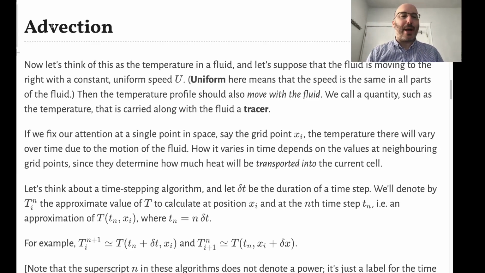So let's think about advection. What is that? We're thinking about a fluid. The fluid is moving along. And when the fluid moves, it will take with it anything that's dissolved, any contaminant, for example, that's dissolved in the fluid, or in fact, the temperature of the fluid. So if the fluid has different temperatures in different parts of the fluid, when the fluid moves along, the temperature profile will also have to move along just because it's being carried by the fluid. And any quantity that is carried along by the fluid in that way, we call a tracer.